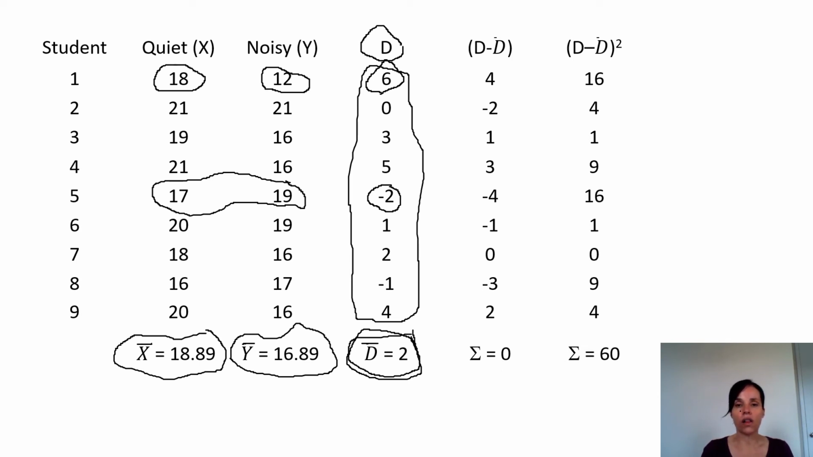So the next column, D minus D bar. This column is called the deviation scores. So hopefully this reminds you of doing a standard deviation problem. So D minus D bar, let me clean this up a little bit.